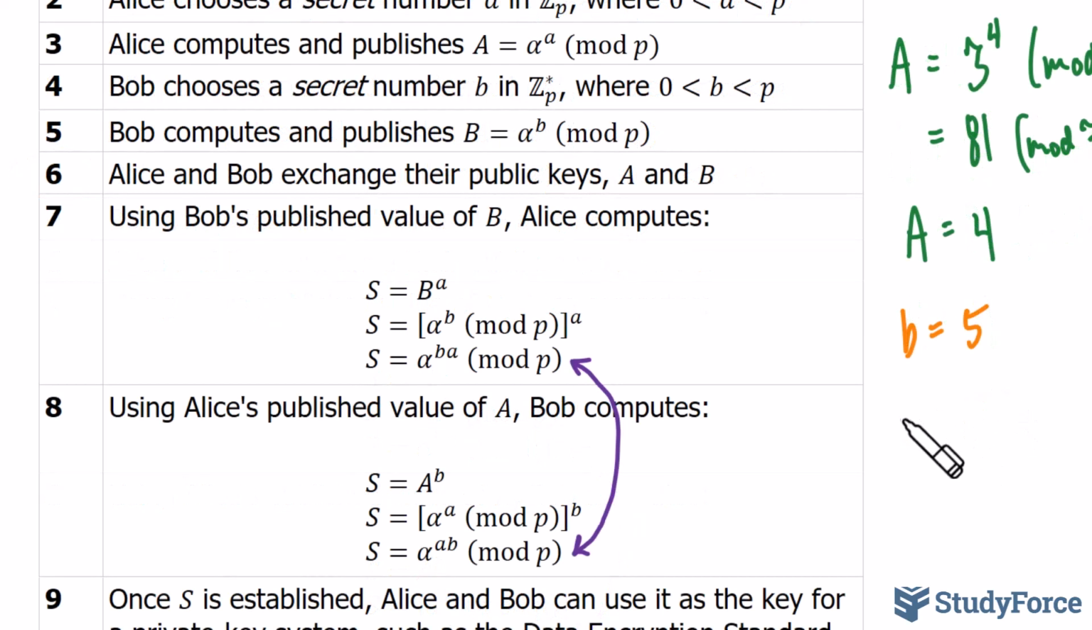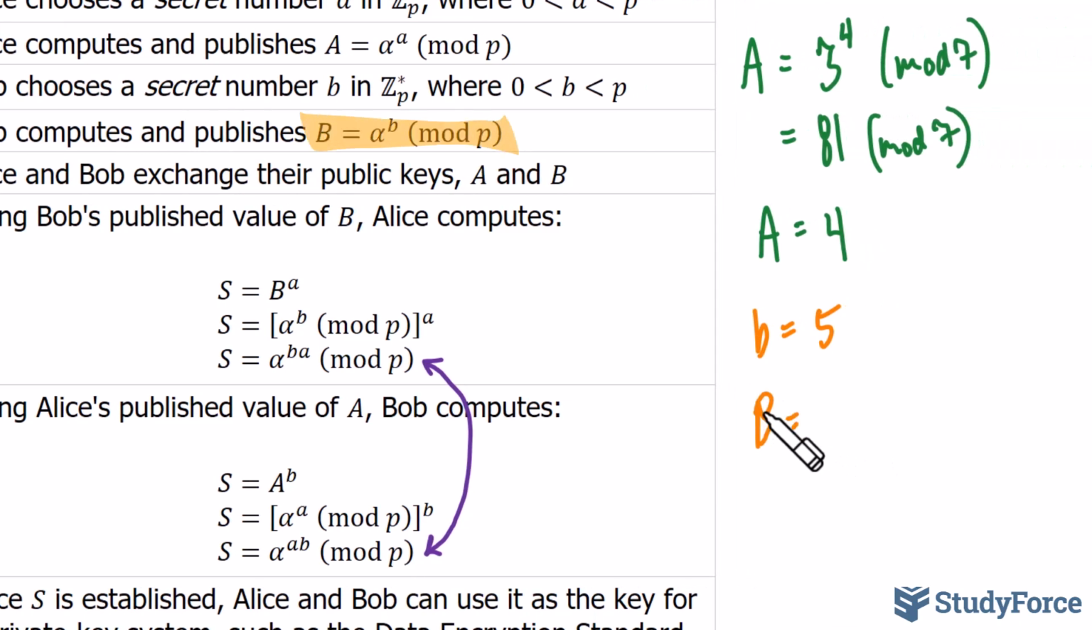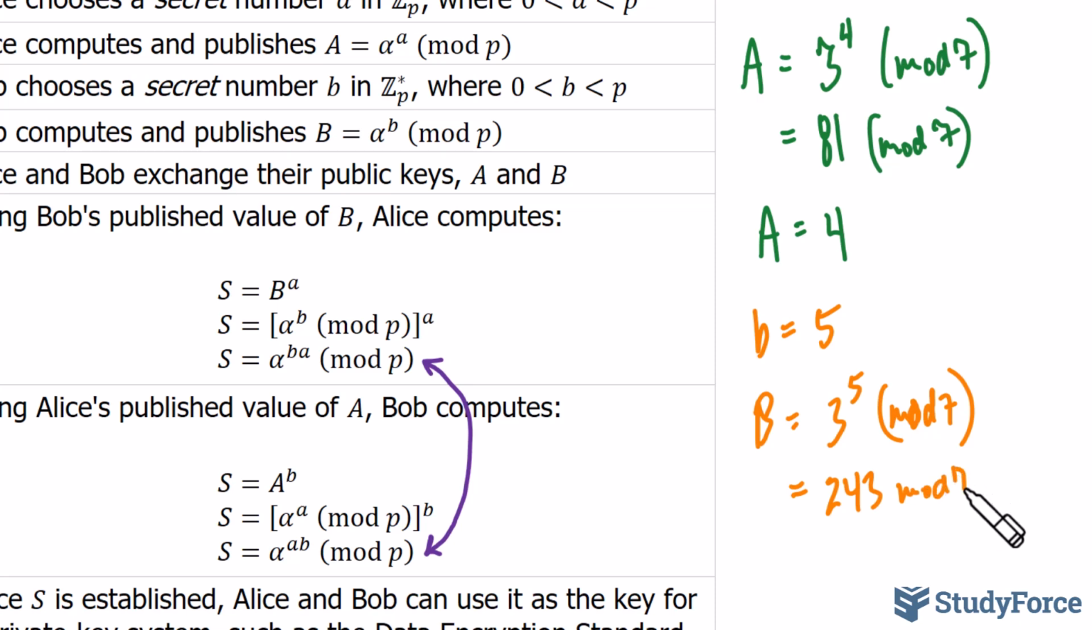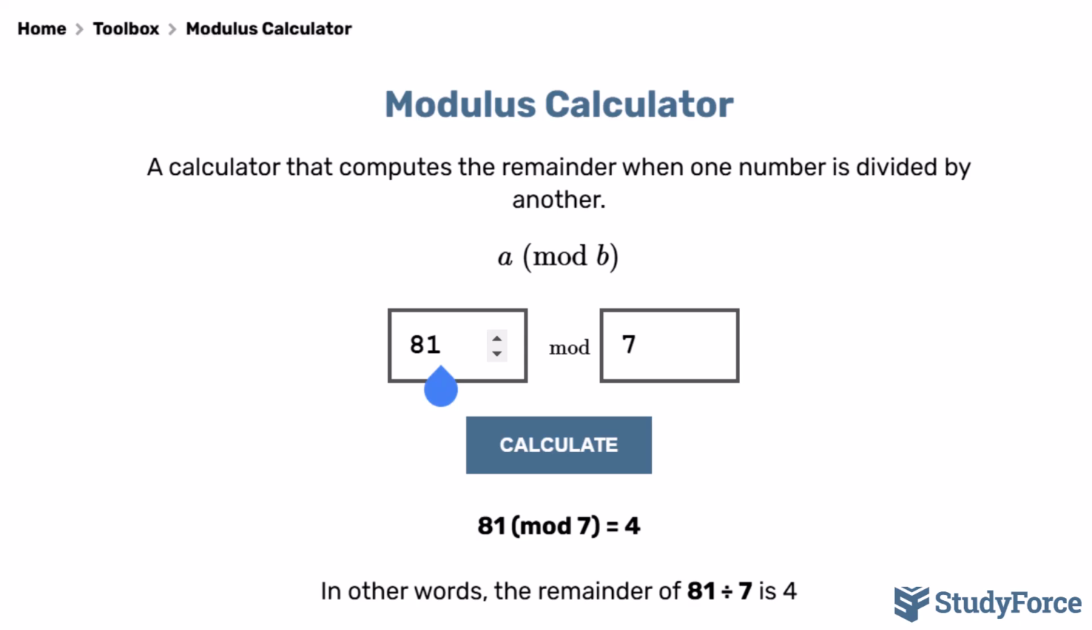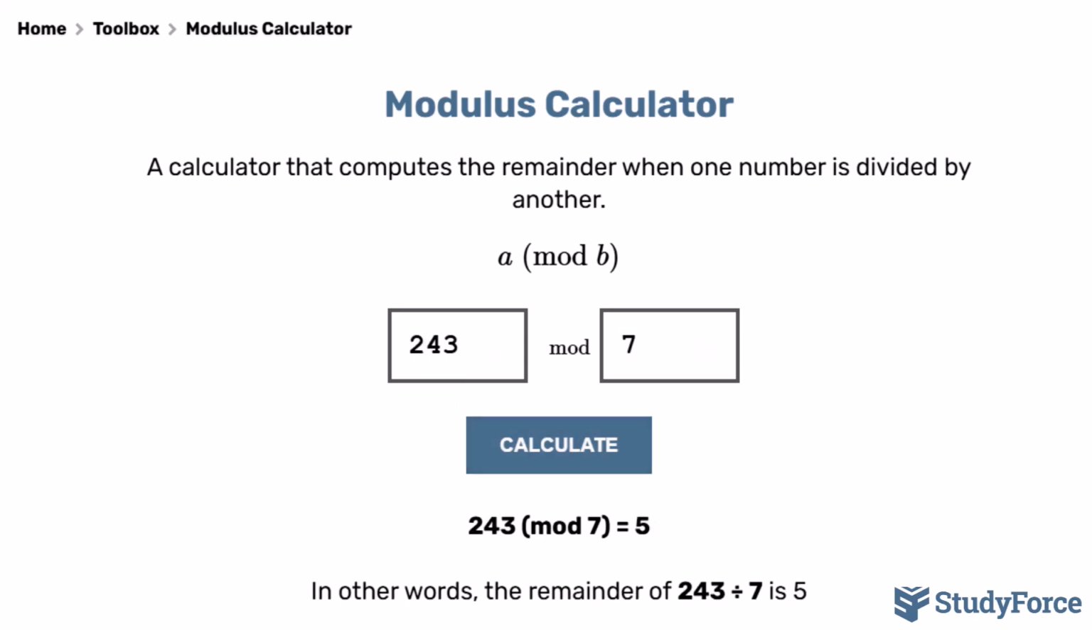We'll next calculate capital B by taking the alpha, which we chose to be 3, raise it to the power of 5, mod 7. Okay, 3 to the power of 5 happens to be 243 mod 7, and we'll use our modulus calculator to find out what that is. 243 mod 7 gives a value of 5.